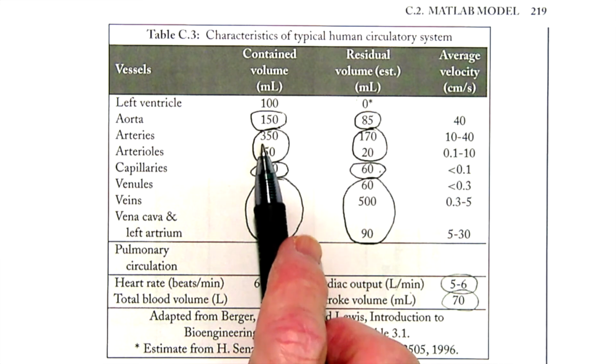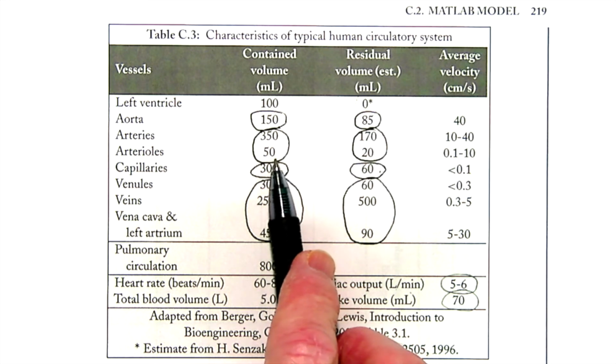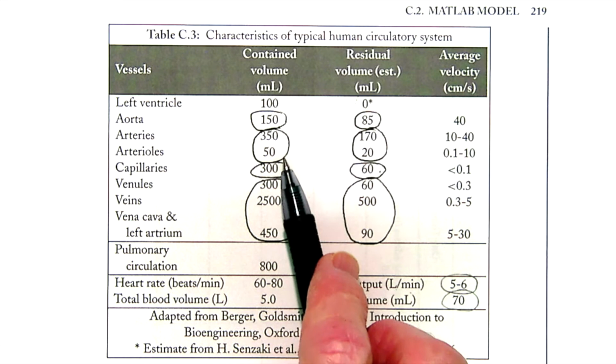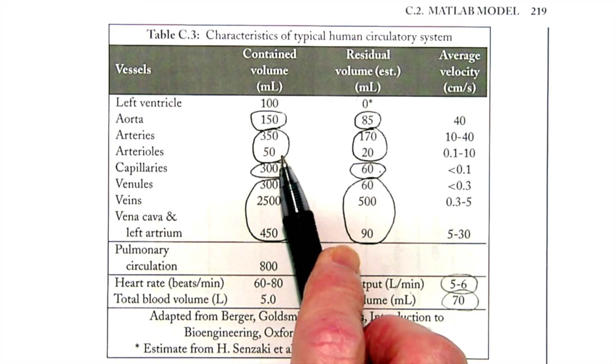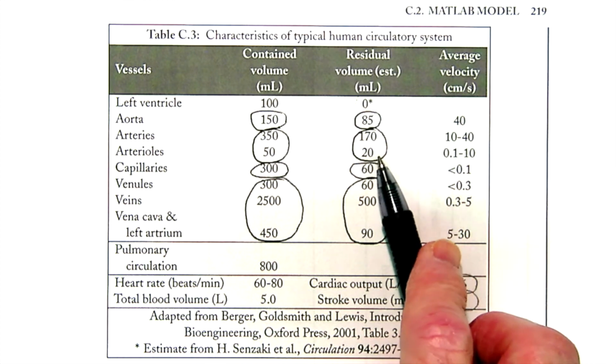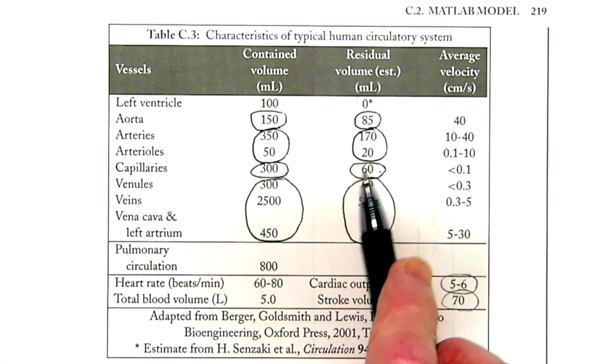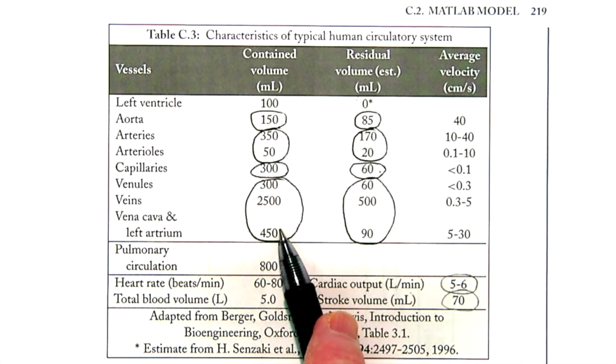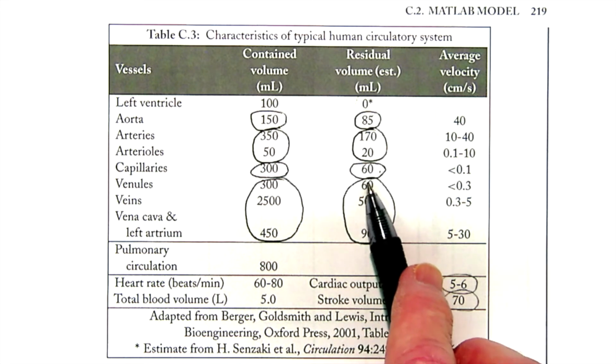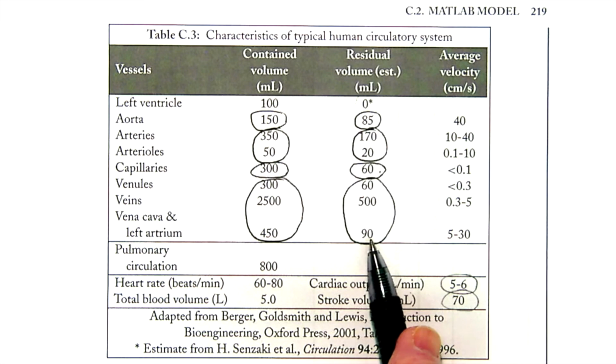But for the arteries and arterioles, they're listed in the table separately. We've lumped those together, so make sure you add those 2 values together. Don't average them, and add these 2 together in liters to be the residual volume. Capillaries are all by themselves. The veins, venules, and vena cava, we have to add each of those 3 together to find the total volume in that compartment and the total residual volume in that section of the cardiovascular system.